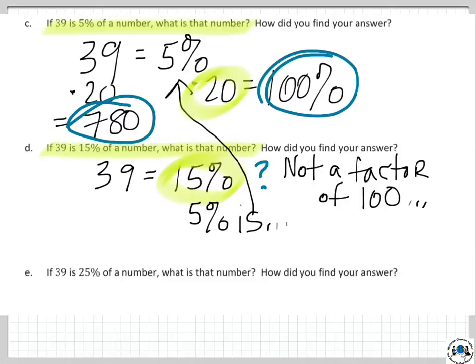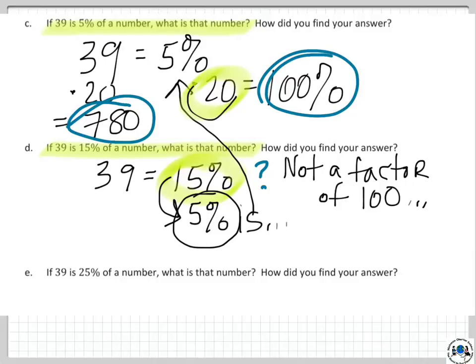So we know that going from 15% to 5%, I had to divide that by 3, okay? You can see I had to divide this by 3, going from here to here. And I know already, or I can figure it out, that 5% to get to 100% is 20, which we've done already up there.